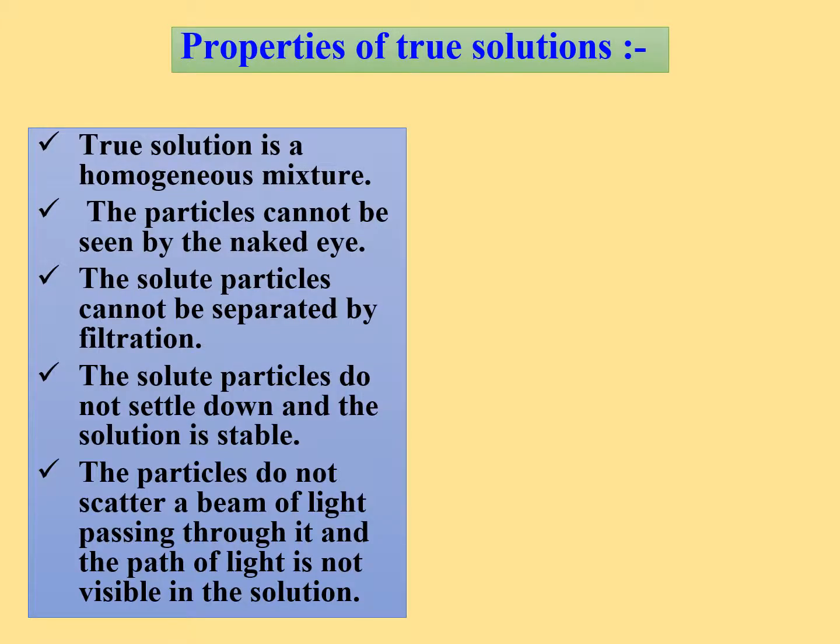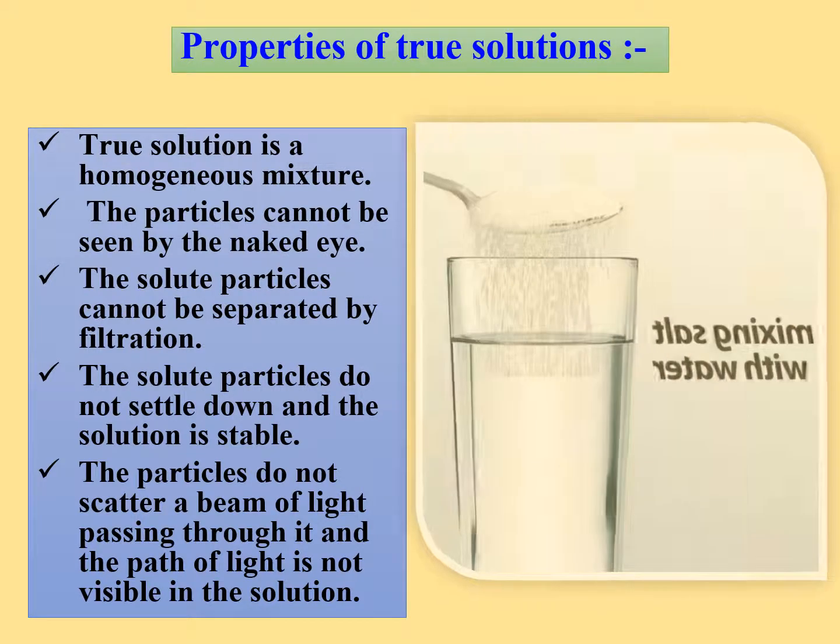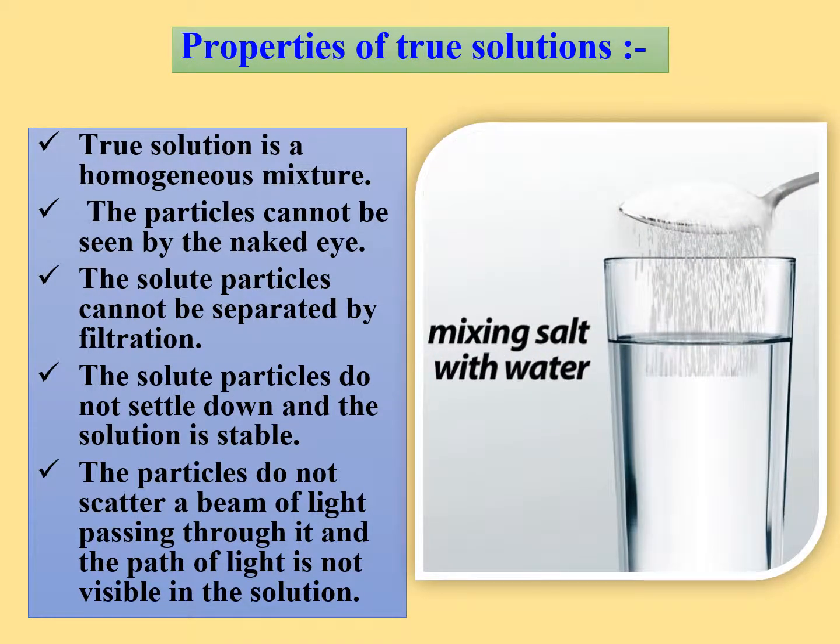What are the properties of true solutions? Let's go through them. A true solution is a homogeneous mixture. Its particles cannot be seen by the naked eye. The solute particles can't be separated by filtration. The solute particles do not settle down and the solution is stable. The particles do not scatter a beam of light passing through it, and the path of light is not visible in the solution. In short, we can say that a true solution does not show the Tyndall effect.